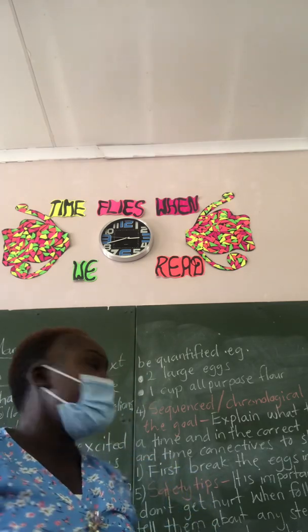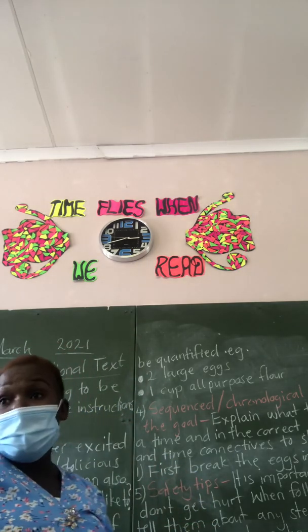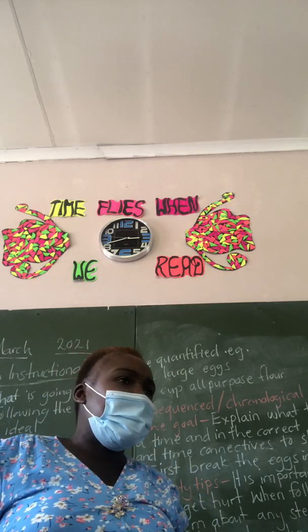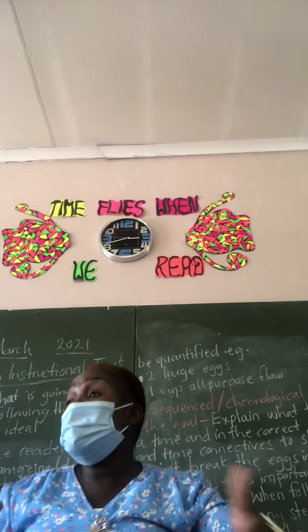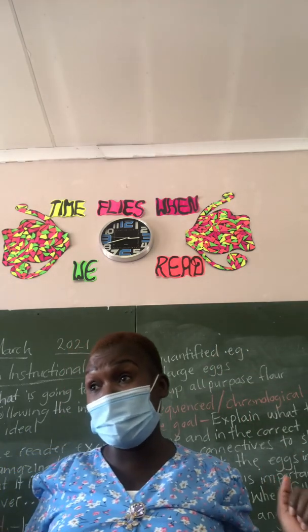So on the safety tips now, this is where you are telling the readers of any dangers, right, that could be embedded within your instructions. Are we together? If there is anything that can hurt the reader, let them know and tell them how they can be safe. Are we together, boys and girls?